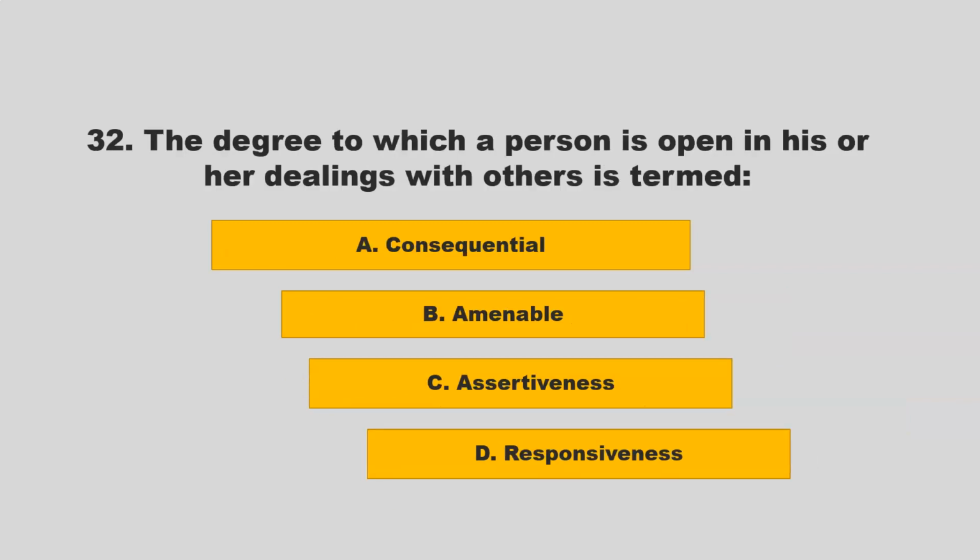The degree to which a person is open in his or her dealings with others is termed consequential, amenable, assertiveness, responsiveness. If you chose D, responsiveness, you are correct.